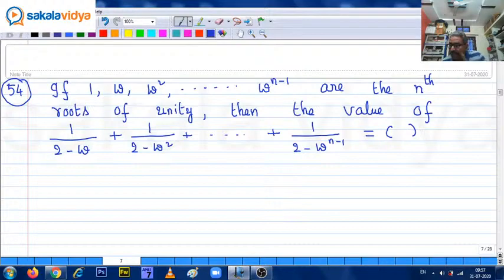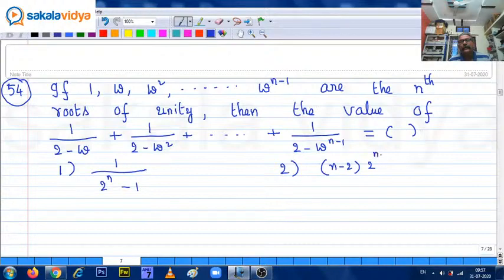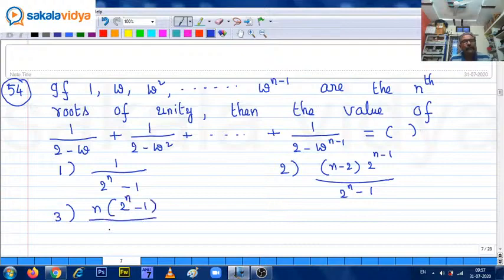Okay, Akshita, Cheti, Govind, Sumant. First option: 1 raised to 2 to the power of n minus 1. Second option: n minus 2 times 2 to the power of n minus 1 upon 2 to the power of n minus 1. Third option: n times 2 to the power of n minus 1 upon 2 to the power of n plus 1. Fourth option is none. This is the question.